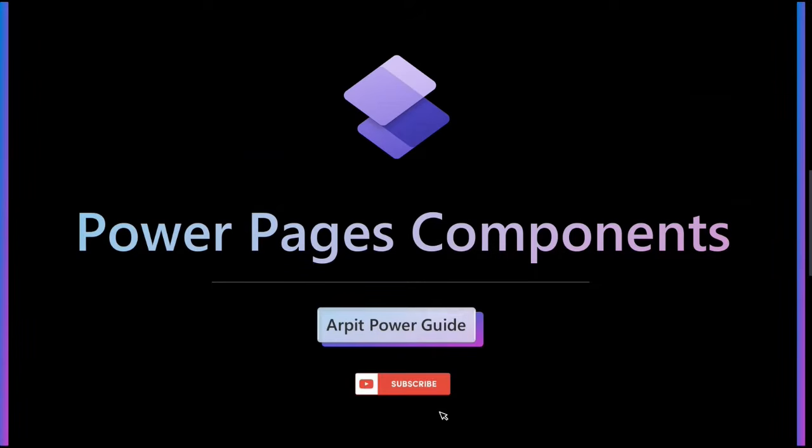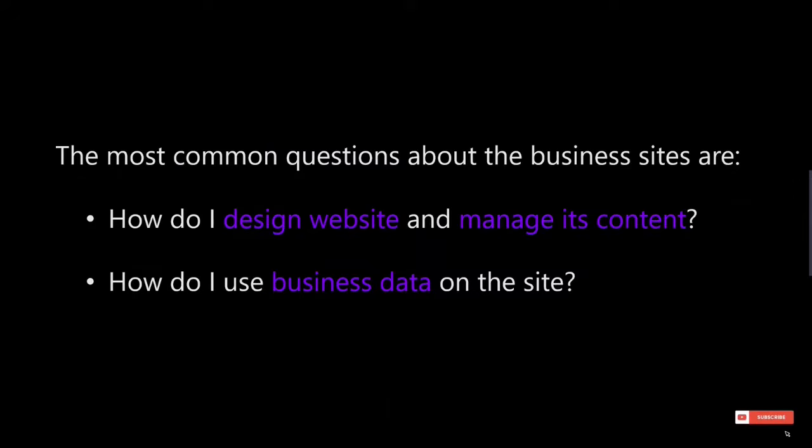What is the basic question you ask when you have to design a website? The most common question about business websites is: how do I design the website and manage its content? Because if you see any website or portal available in the market, the first thing is the design of it, and the second thing is how you are managing the data. So a website is basically about the content, the data, and the design.